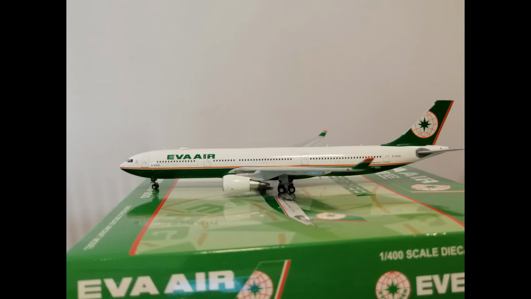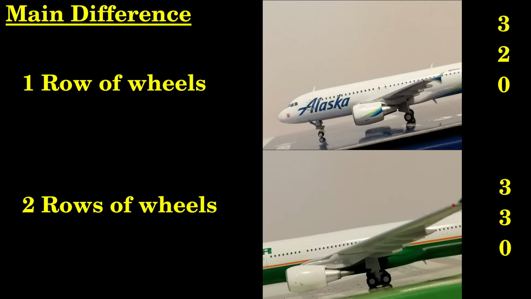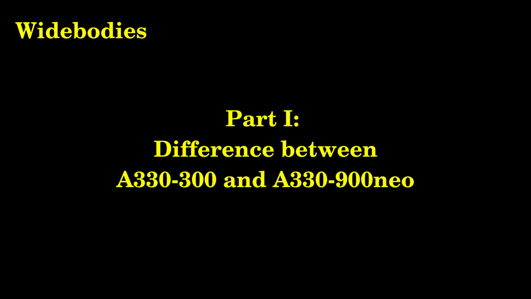One of the two major Taiwanese airlines, EVA is very widely regarded as one of the better airlines in Asia. So one of the main differences, or actually the main difference, is the rows of wheels. The A320 and the whole A320 family has only one row of wheels, and the A330 two rows of wheels. Now let's look at the difference between different A330 models.